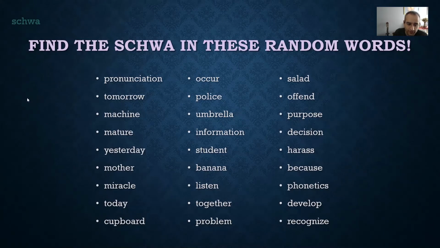Okay, so in these words, there is a schwa in every single word here, but we gotta find which syllable has it, right? Do you want me to show you? Wait, there you go. Repeat after me, all right? Just sit back, relax, watch carefully, and repeat after me. Pronunciation. Not "pro," all right? Pronunciation.